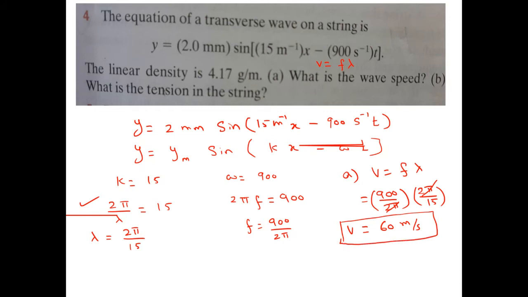Clear? This will be the answer for the first question. Is it clear? Listen carefully, my dear. The unit for k is m minus 1, because there is no unit for the pi. Lambda should be measured in terms of meter. So what is the unit for this lambda? The unit for this lambda is 1 over meter. Am I right?